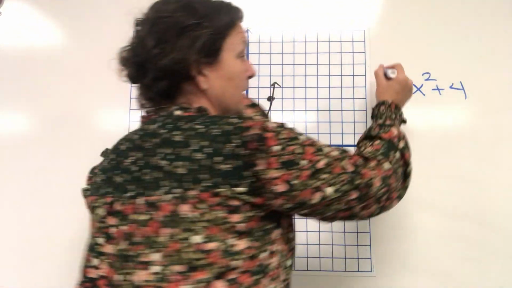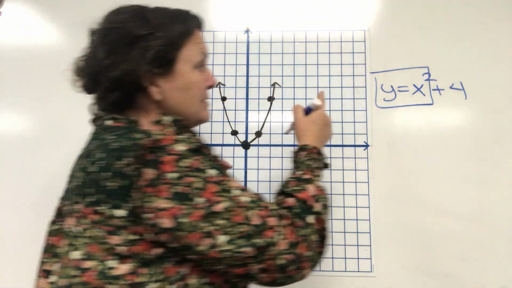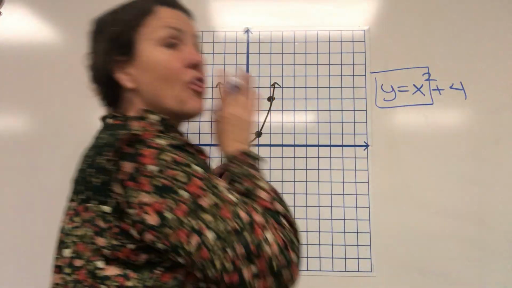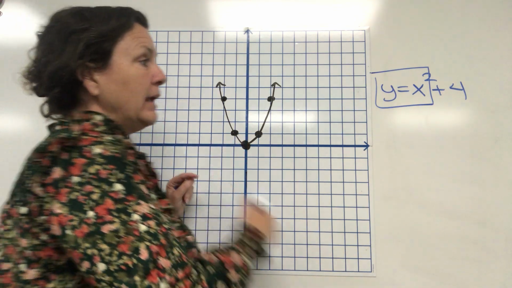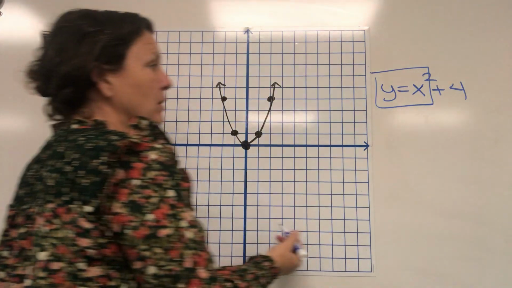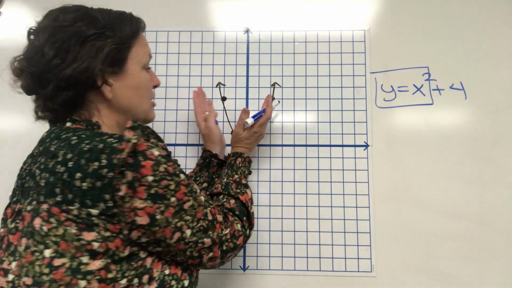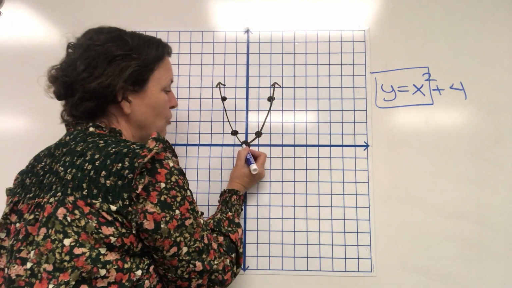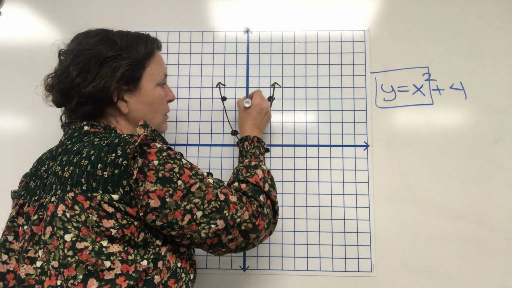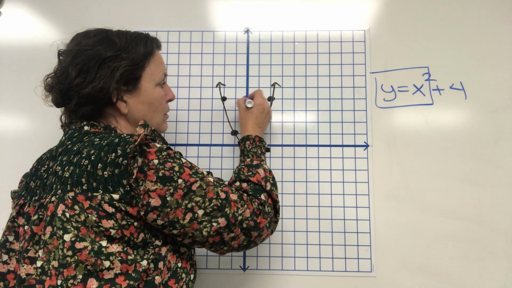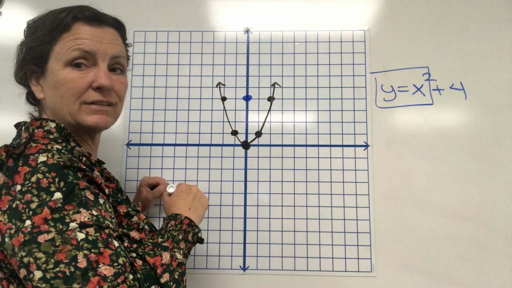So here we know this. That's that guy right there. But this is saying, hey, take that guy, the parent function, the starter parabola, and shift it up 4. So literally, we're going to take this entire thing, keep it the same, and just shift it up 4 units. So I'm going to grab this point and shift it up 4. 1, 2, 3, 4. Perfect. And then you're going to shift all of the other points as well.